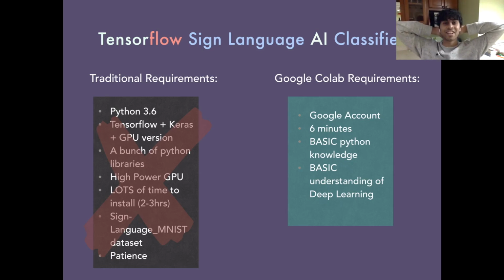Hey guys, it's Anish, and today you're going to be learning how, with no setup and no pre-installed downloads, and with just 6 minutes, you can make your very own TensorFlow Sign-Language Alphabet AI Classifier. All you really need is a Google account, basic Python knowledge, and basic deep learning knowledge. If you don't have that, I'll link some videos in the description to see later, but make sure you watch this video first so you know what to look forward to in those videos.